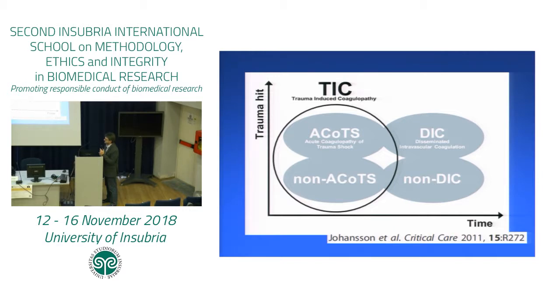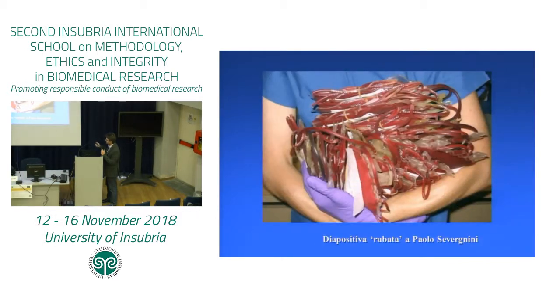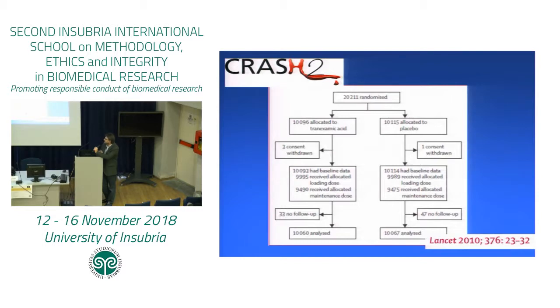You know that in trauma patients there is a coagulopathy. There is a big discussion on the causes of this coagulopathy. There is some kind of DIC. There is the dilution, the hypothermia, the acidosis. Until a few years ago, that was the treatment: a lot of bags of blood. Until this randomized controlled trial, the CRASH-2 study, published 8 years ago.